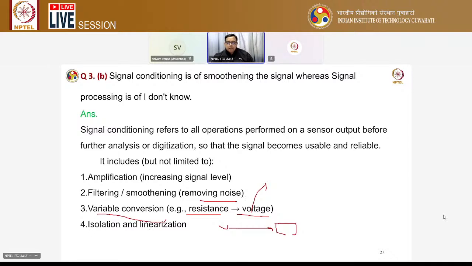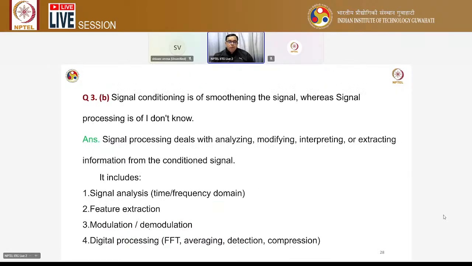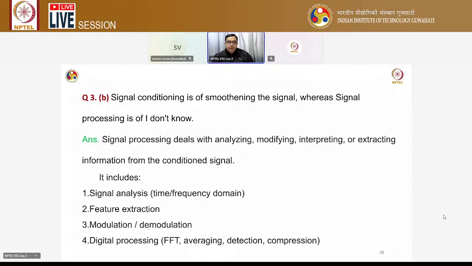So these are some of the ways of signal conditioning. But please note that signal processing is a little different. Signal processing deals with analyzing, modifying, interpreting, or extracting information from the conditioned signal. So it includes signal analysis, which can be theoretical analysis in the time domain or frequency domain, then feature extraction, modulation, demodulation, then digital processing, including FFT, averaging, detection, compression, and so on.